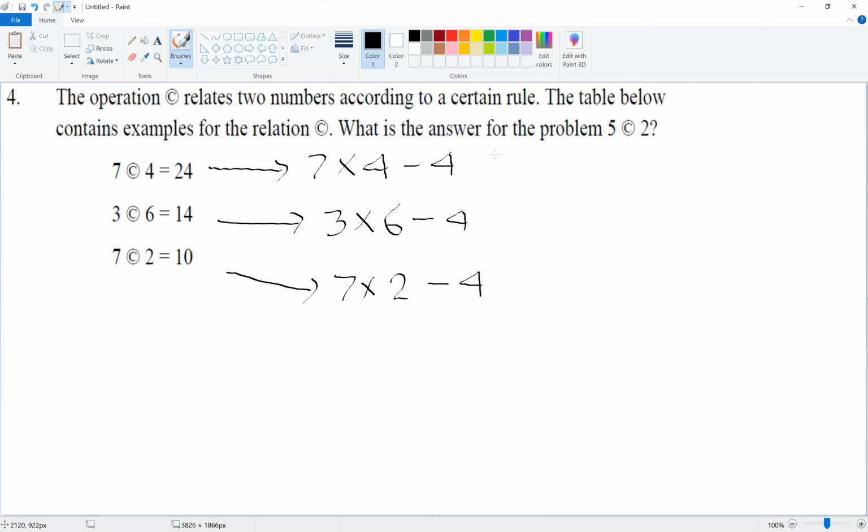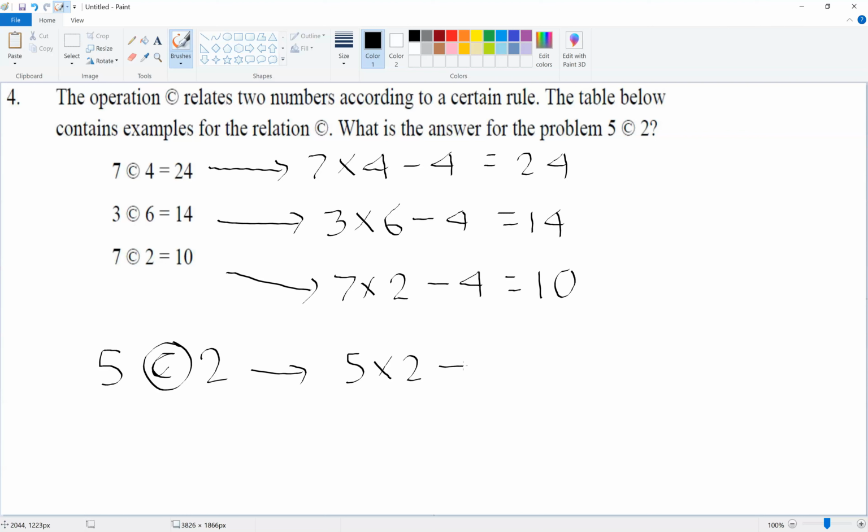Gitika, do you understand? Yeah. So then 5C2 would be 5 times 2 minus 4, which is 6. So all you have to do is try and see if you find a pattern.